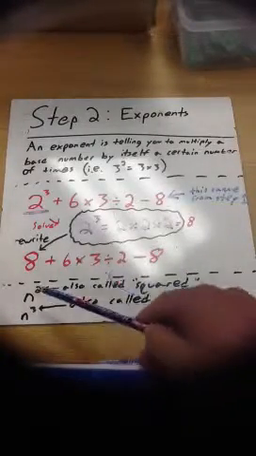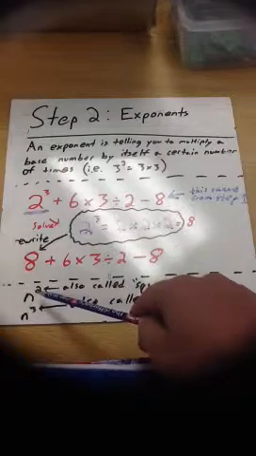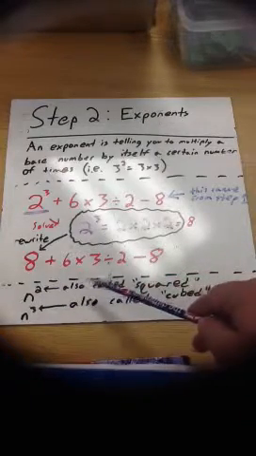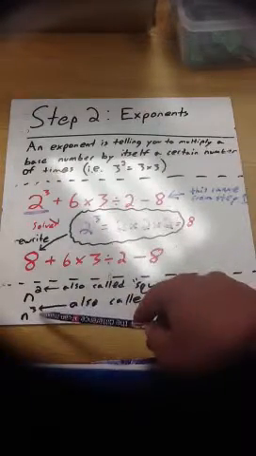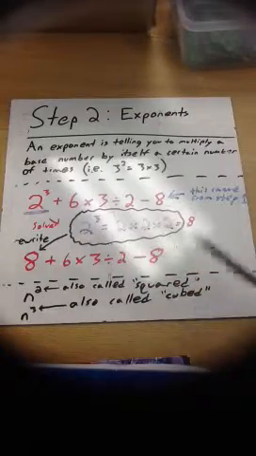Just a quick note, a base number to the second power is also called squared. And a number to the third power is also called a number cubed.